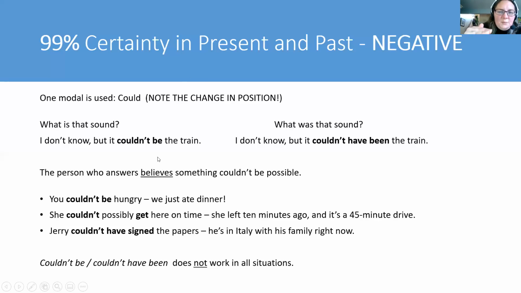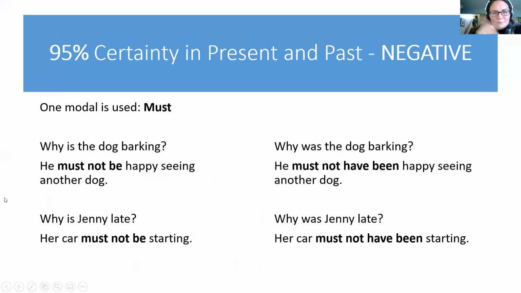Could moves from 50% in a positive situation when we say it could be to 99% certainty in the negative situation, and we're tying it to belief. That's the trickiest one here. So you might want to spend some time really comparing the positive with this slide, the negative for could. The rest are easier. All right.